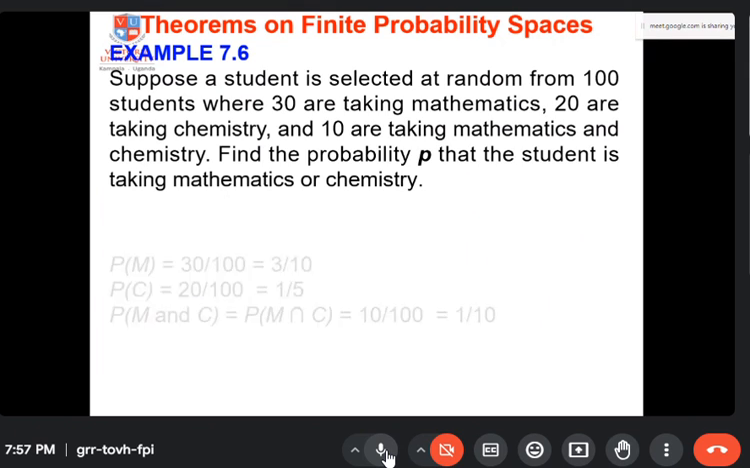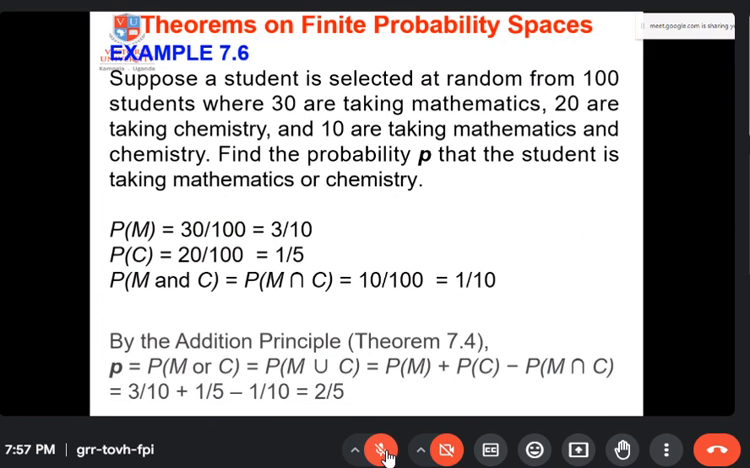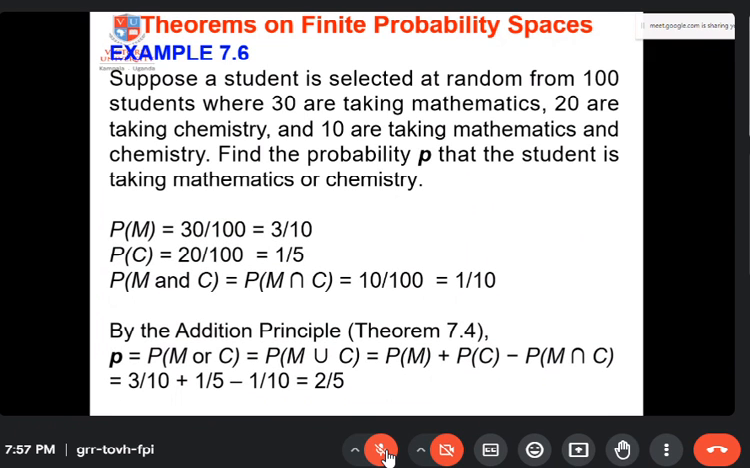Very good. 0.4, or 4 over 10, which is 2.5. Is that right?